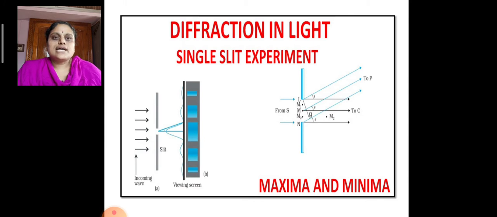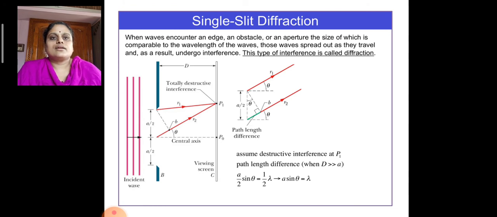Now let us suppose that light from a source S is passing through a slit. We are going to find the intensity at a point P due to diffraction. When waves encounter an edge, an obstacle or an aperture, the size of which is comparable to the wavelength of the waves, those waves spread out as they travel and as a result undergo interference. This type of interference is called diffraction.